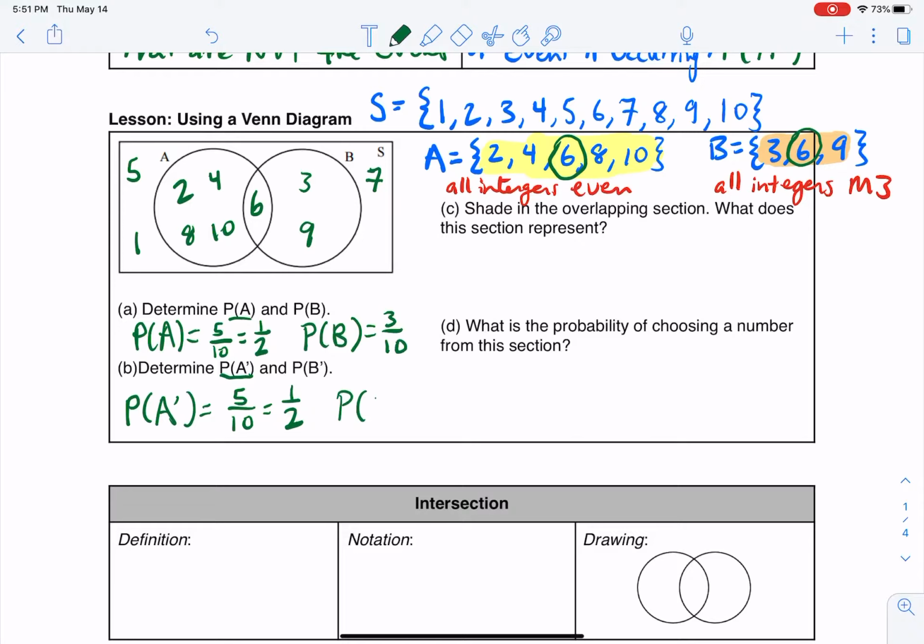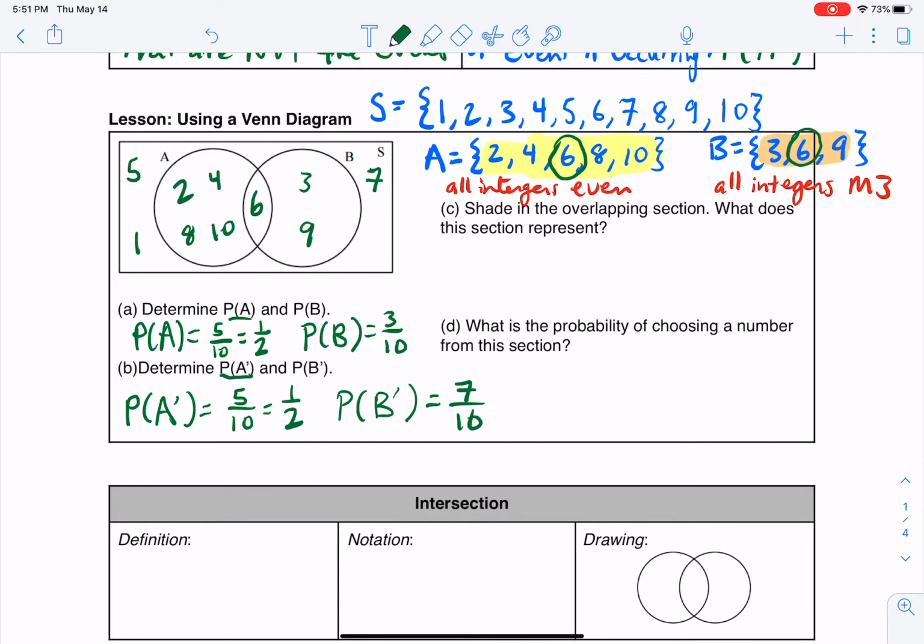The probability of not B. Well, the probability of not B is everything that's not in B. So that's going to be 7, 4, 10, 8, 2, 1, and 5. So that's 7 out of 10.